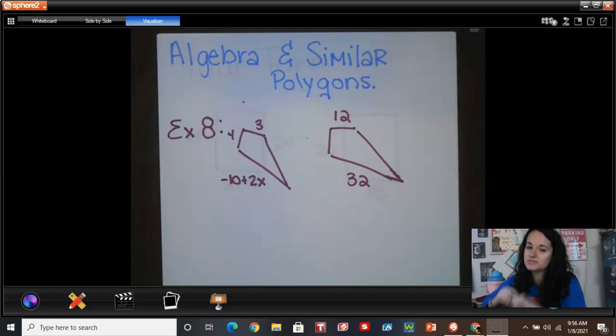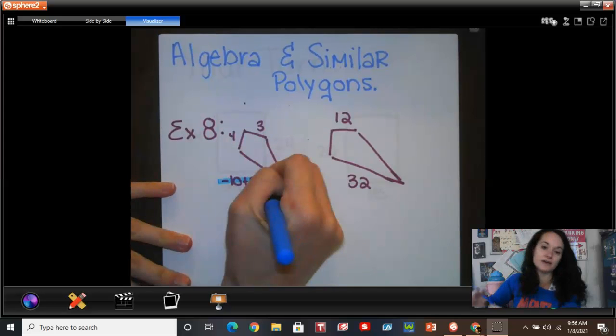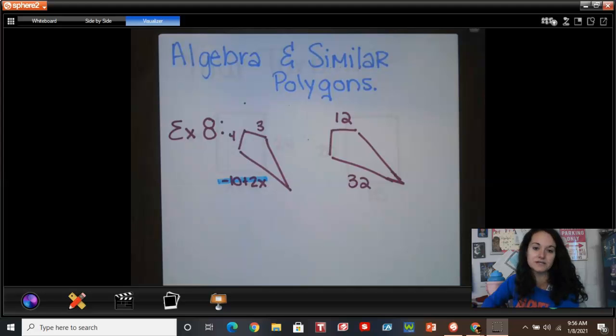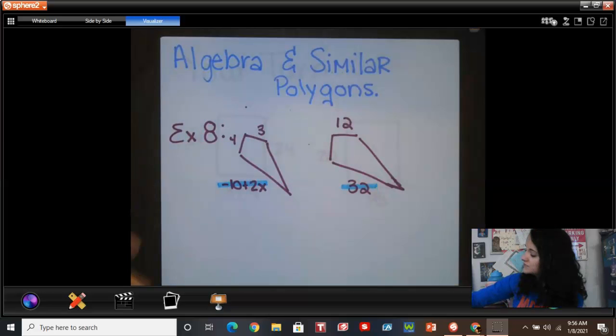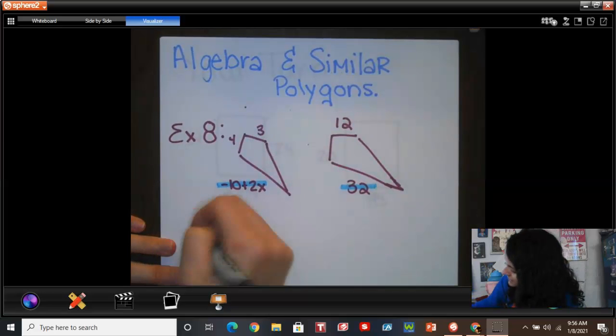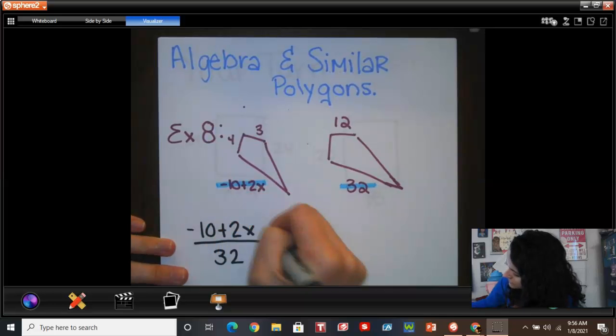So first thing I want to do is see what matches with my x. So expression that goes with x right here. And I want to see my other figure, what does it match up with? Well, it matches up with 32. So I'm going to say negative 10 plus 2x over 32 equals.